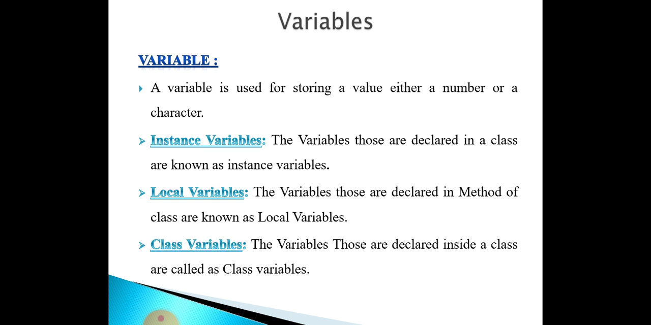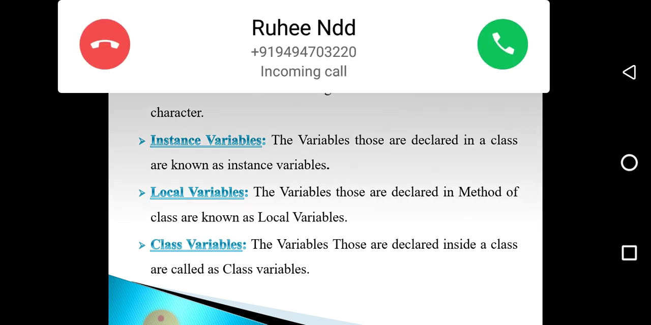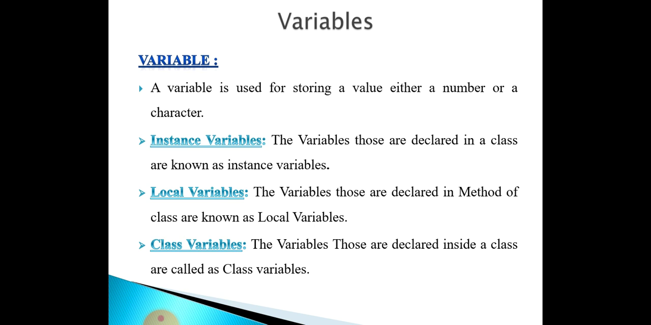A variable is used for storing a value, either a number or a character. Why do we have to use a variable? We use it only to store the value or character. That is the definition: a variable is used for storing a value, either a number or a character.